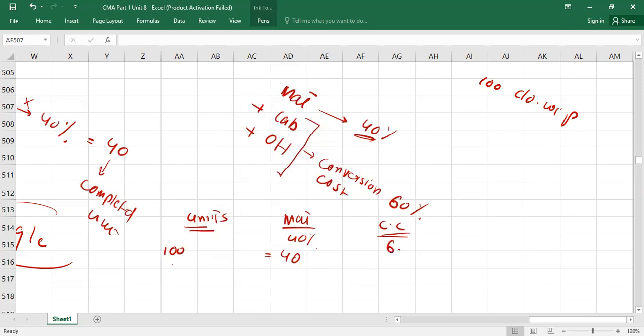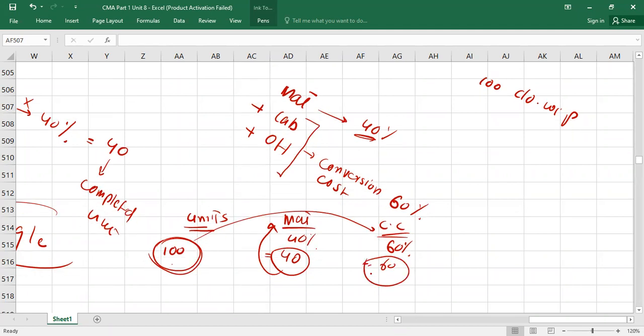And for conversion cost, we have a percentage completion of how much? 60%. I'll take 100 multiplied by 60. It will give you how many units? 60 units. It means I can say these 100 units, which were partially completed, are equal to 40 completed units with respect to material. And these 100 units are equal to 60 completed units with respect to conversion cost. This idea we will use.